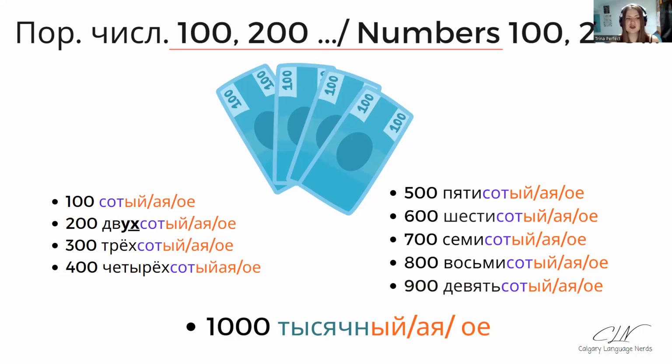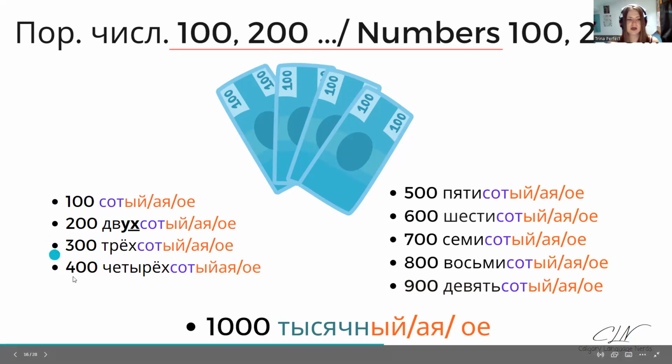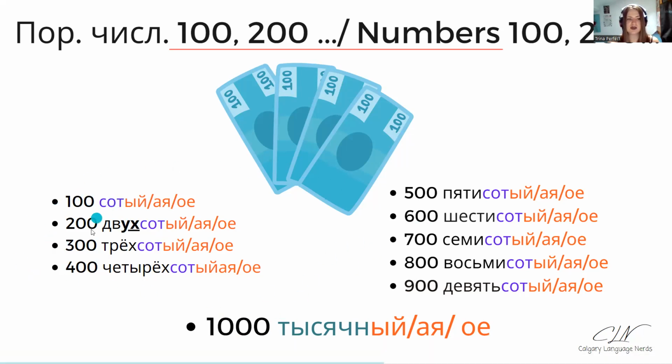So it's going to be сотый, сотая, сотое, двухсотый, двухсотая, двухсотое, трехсотый, трехсотая, трехсотое, четырехсотый, четырехсотая, четырехсотое. So these four: сотый, двухсотый, трехсотый, четырехсотый. And let's go for these ones.